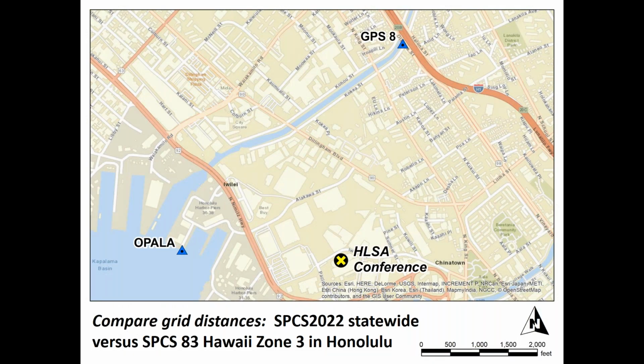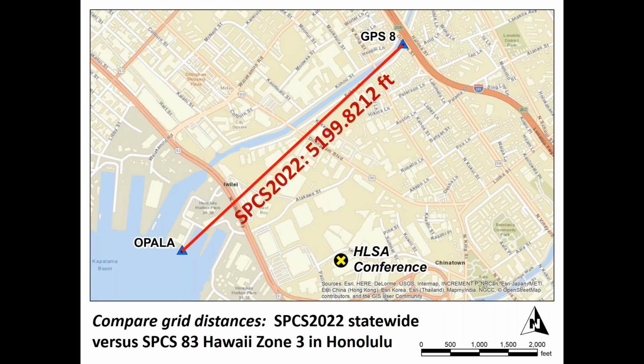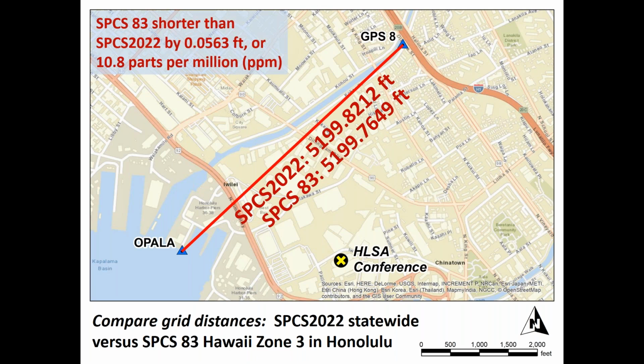So why are we doing this? And this is how it shows up if we're doing this in Hawaii, in Honolulu. We have two marks. We know the distance between them using the new state plane coordinate values, and we know the distance determined using the state plane coordinates of 83. And you can see that they're very close. The one's shorter than 0.05 of a foot, which is 10 parts per million.